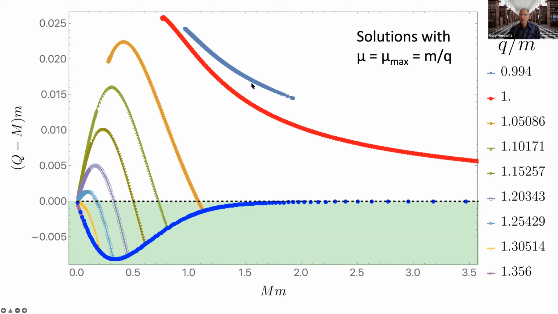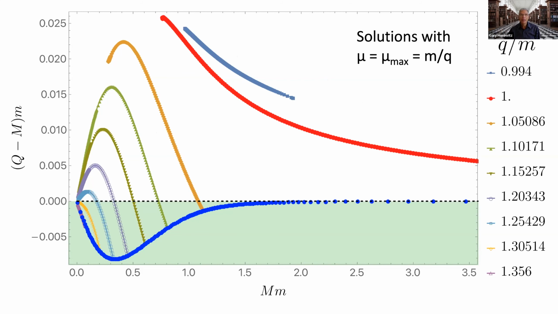Going the other way, if you decrease Q over M, as I said, you now have a minimum mass and a maximum mass. This blue curve here is when Q over M is 0.994. And as soon as you get down to 0.99, it just completely shrinks. The upper limit is a singular curve going out this way, another singular curve coming down. And if you decrease Q over M more, you just get the upper bound being a totally singular boundary.